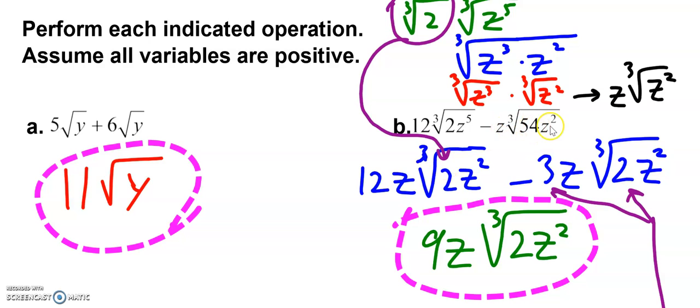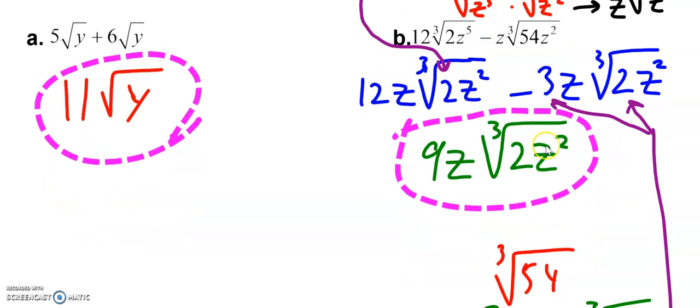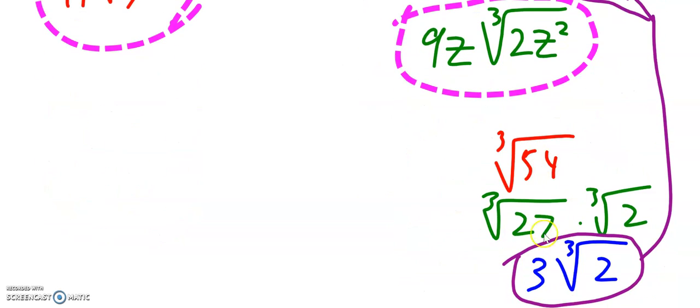For z cube root of 54z squared, so here I can separate this just like I did here with the number and the variable. However, I know that the cube root of z squared isn't going to simplify. So really I'm just focusing on the cube root of 54. And we've already seen that one as well. We actually did that on the previous page too.